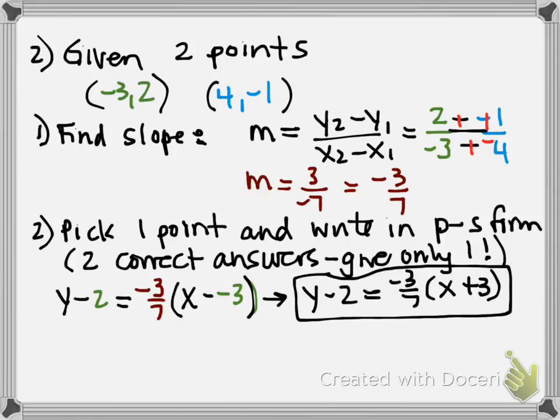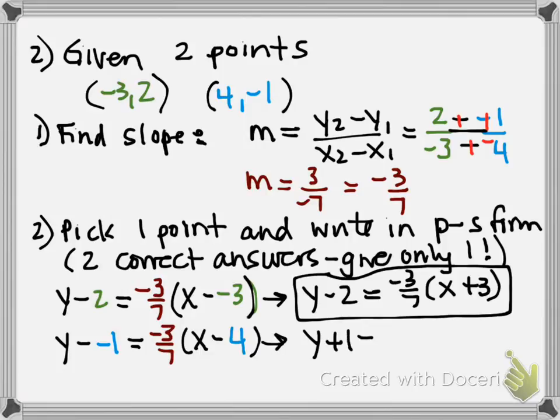Okay? Second choice, let's see what we got here. y minus the y value, which is a negative 1, equals the negative 3/7 times the quantity x minus the x-coordinate, which was 4. So again, the only thing I have to contend with is I've got a double sign, so I'm going to deal with that. We get y plus 1 equals negative 3/7 times the quantity x minus 4.